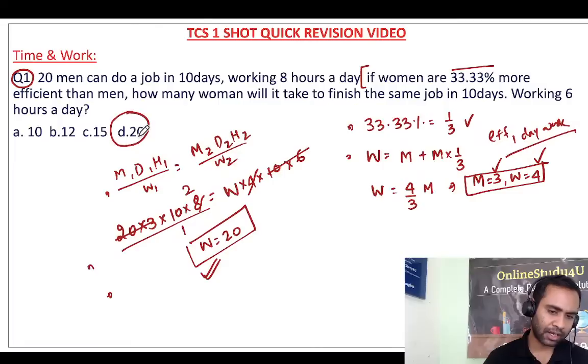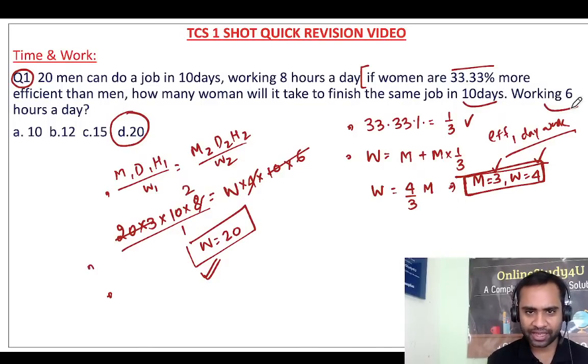But the answer came wrong. We cannot solve it only on the basis of efficiency, right? So we also have to consider the efficiency and the given data, right? Because we have not considered the days, right? So how many days they are working, that also we have not considered, right? So 15 is the wrong answer here.